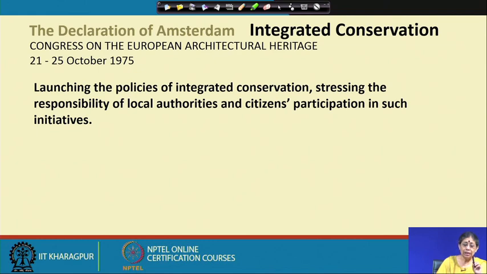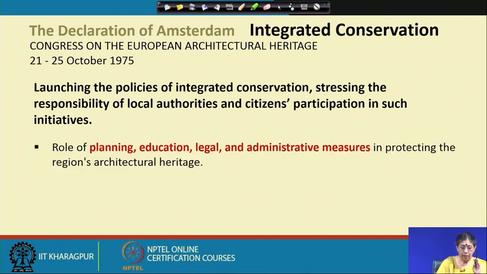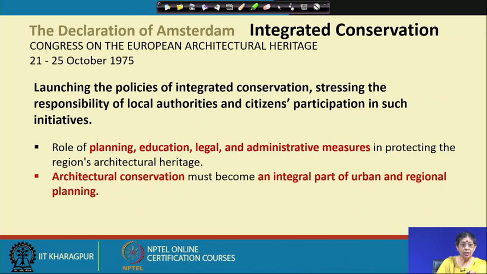As I told you, this type of concept, planning and policy is not possible without the involvement of the local authorities and the citizens and this participation of the stakeholders. Again, it emphasizes the role of planning, education, legal and administrative measures in protecting the region's architectural heritage. Architectural conservation must become an integral part of urban and regional planning, because otherwise if you do not talk about the larger context of the region and the larger city, it will really become an isolated island, and that is not desirable, because it has to become a part of a larger area.